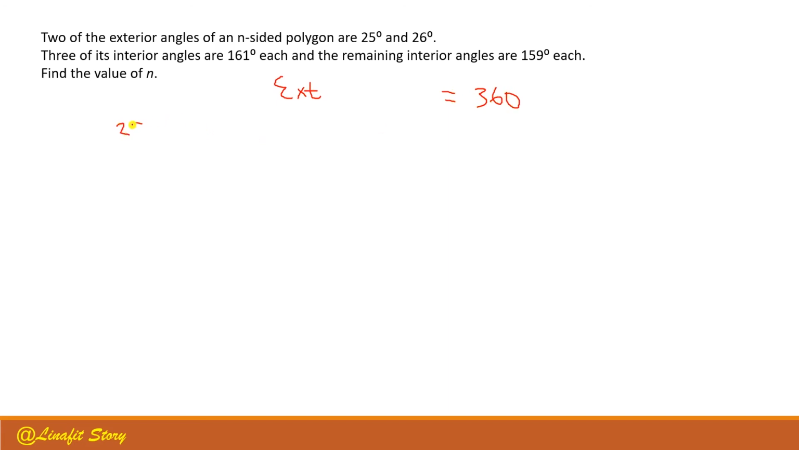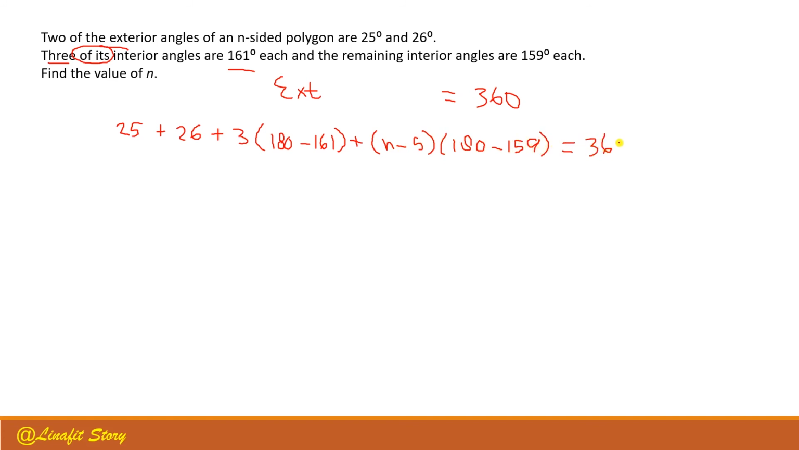So 25 degrees plus 26 degrees plus 3 open bracket 180 minus 161 close bracket plus n minus 5 times 180 minus 159 degrees is equal to 360 degrees.